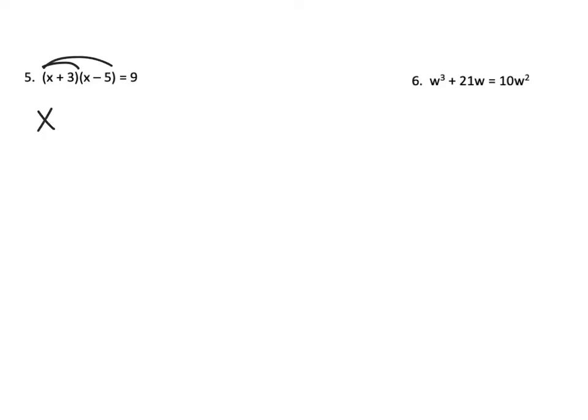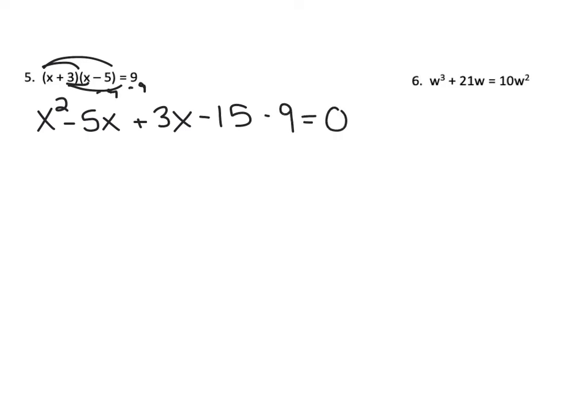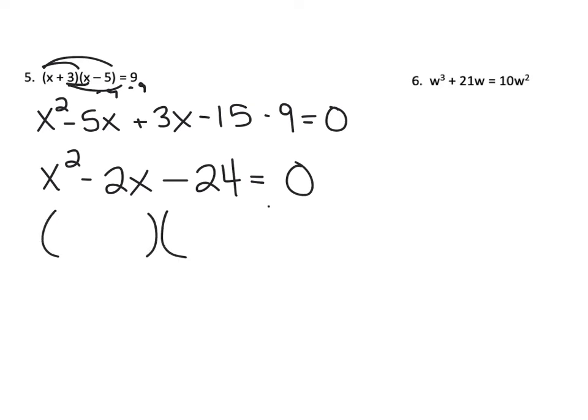We're going to distribute. We get x squared minus 5x. Distribute the 3, gives me plus 3x minus 15. And I'm going to go ahead and subtract this 9 right away. Minus 9, so it'll equal 0. Combine all my like terms, gives me x squared minus 2x minus 24 equals 0. We're going to factor. Do I have a GCF? Nope. So you can do tic tac toe off on the side or whatever factoring method you prefer.